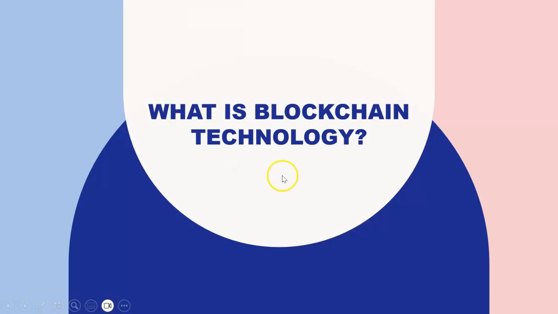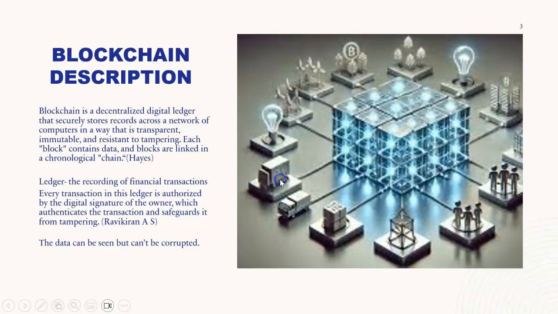So what is blockchain technology? Blockchain is a decentralized digital ledger that securely stores data across a network of computers in a way that is transparent, immutable, and resistant to tampering. Each block contains data, and blocks are linked in a chronological chain. Just to break it down a little more, a ledger is the recording of financial transactions. Every transaction in this ledger is authorized by the digital signature of the owner, which authenticates the transaction and safeguards it from tampering. So the data can be seen, but can't be corrupted.